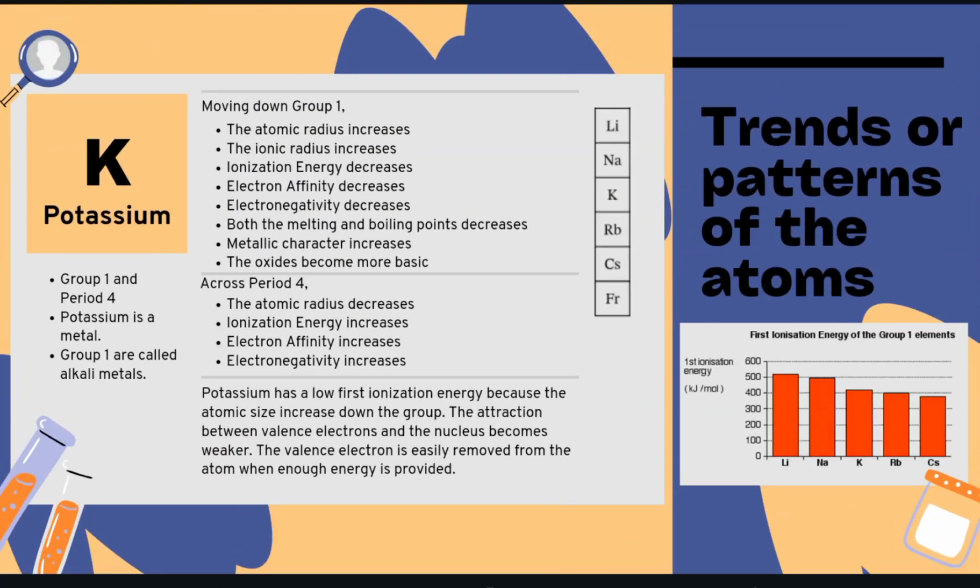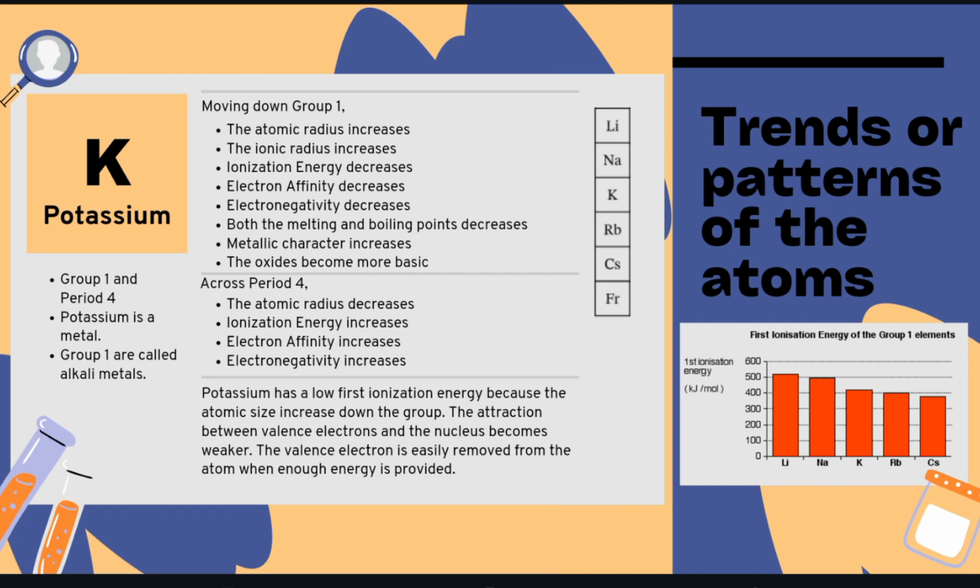On to the next part, we will discuss trends or patterns in the properties of the atoms within potassium ferrocyanide based on their location in the periodic table. First, let's look at the potassium element. Potassium is located at group 1 and period 4 in the periodic table. Based on the location, potassium is a metal, and we can see that group 1 is an alkali metal.